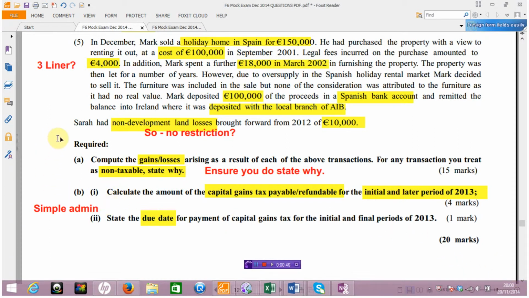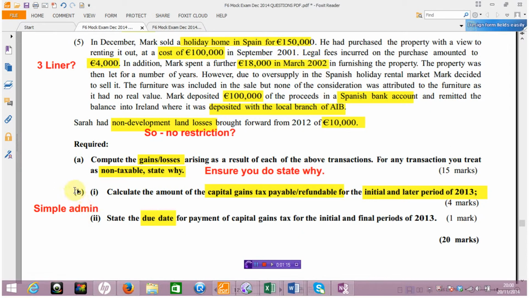So in terms of the requirements, again, a fairly straightforward requirement, as you'd expect. Just compute the gains and losses, and specifically they've asked you to state why a particular asset isn't taxable, isn't subject to a charge of CGT. That's a little bit of a prompt for you, really, to suggest that there may be an asset or possibly more that are not subject to it. So do make sure you do that, or you will not get the marks that you deserve.